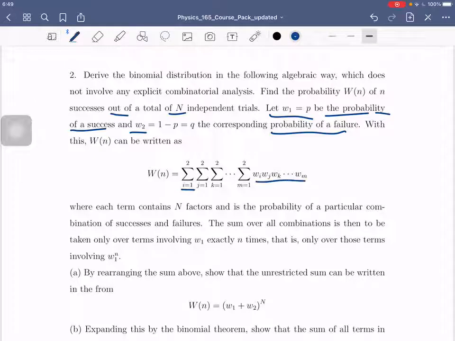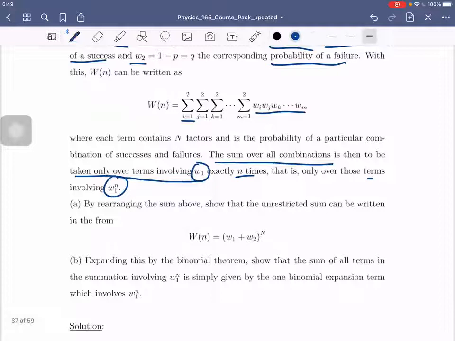Okay, so medyo mahaba siya. Okay, so each term contains n factors probability ng particular combination ng success or failure, no? So yung sum ng mga yan ay makuha mo lang actually involving W sub 1, exactly n times. So mapakita nyo na nag-involve lang siya ng term na W sub 1 raised to n.